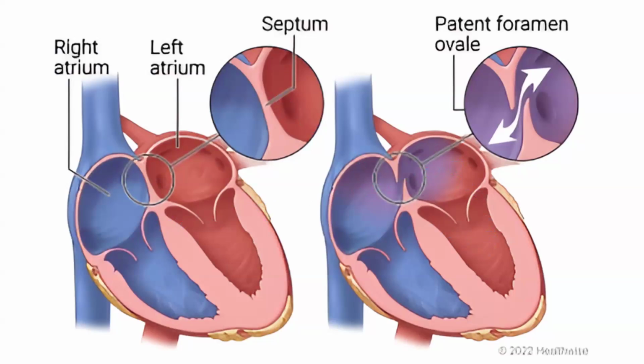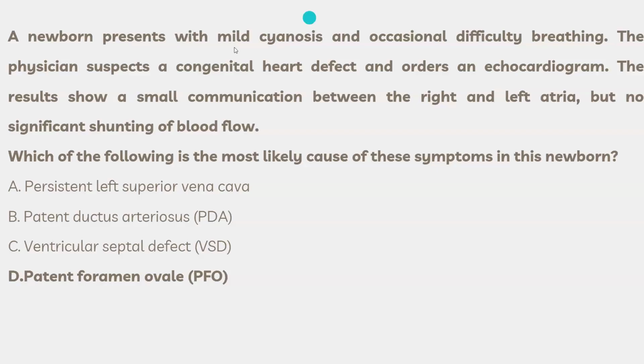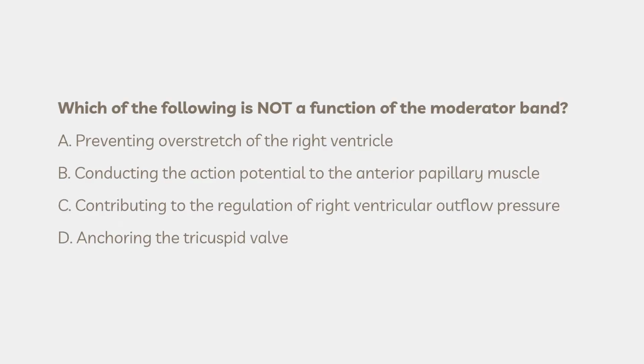But if it's defective after birth, when the mother's not providing blood for the baby, it would lead to symptoms like cyanosis and occasional difficulty in breathing. Is that clear? All right, let's move on.